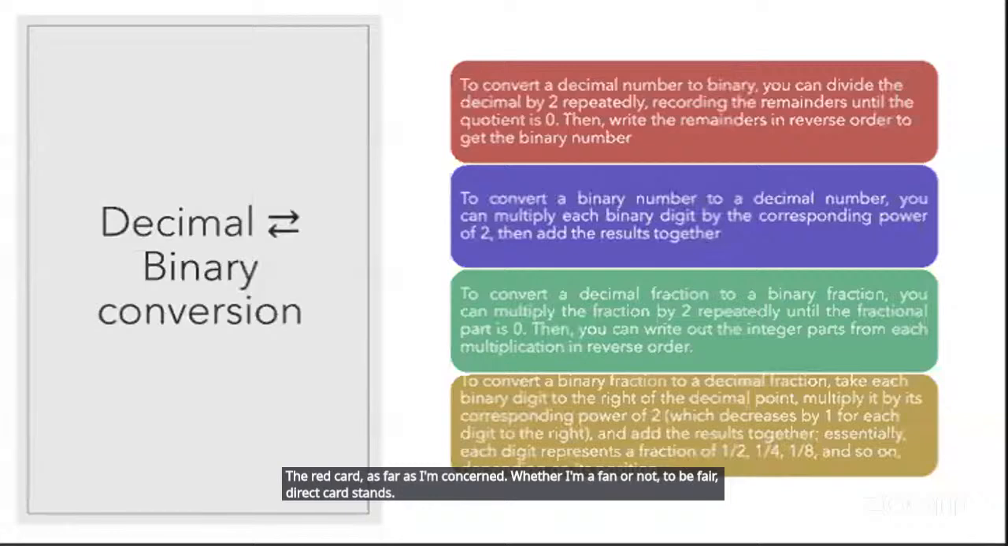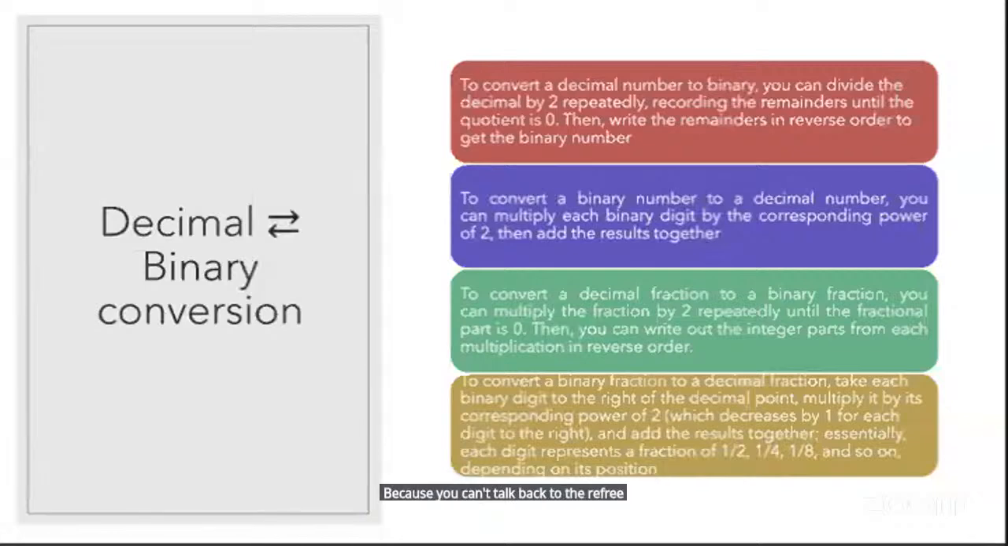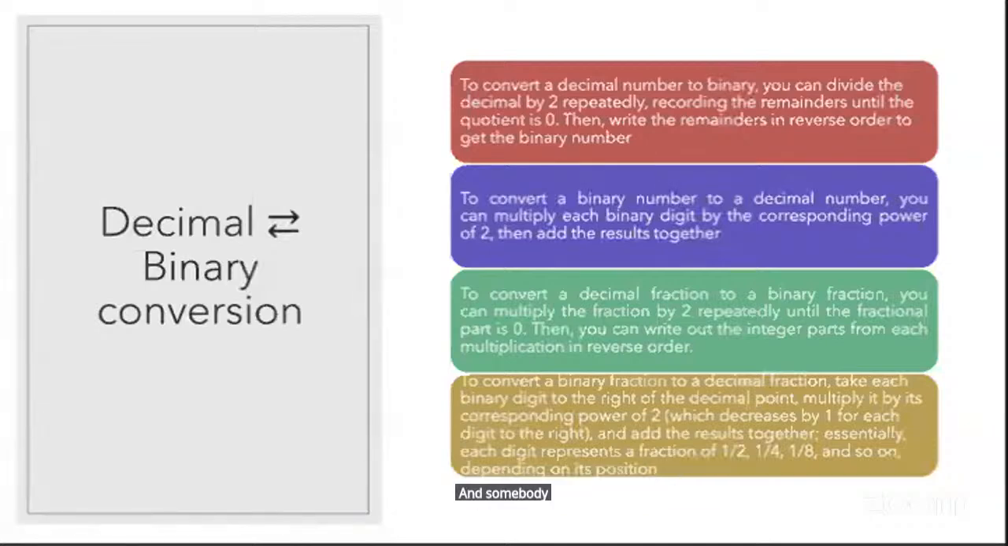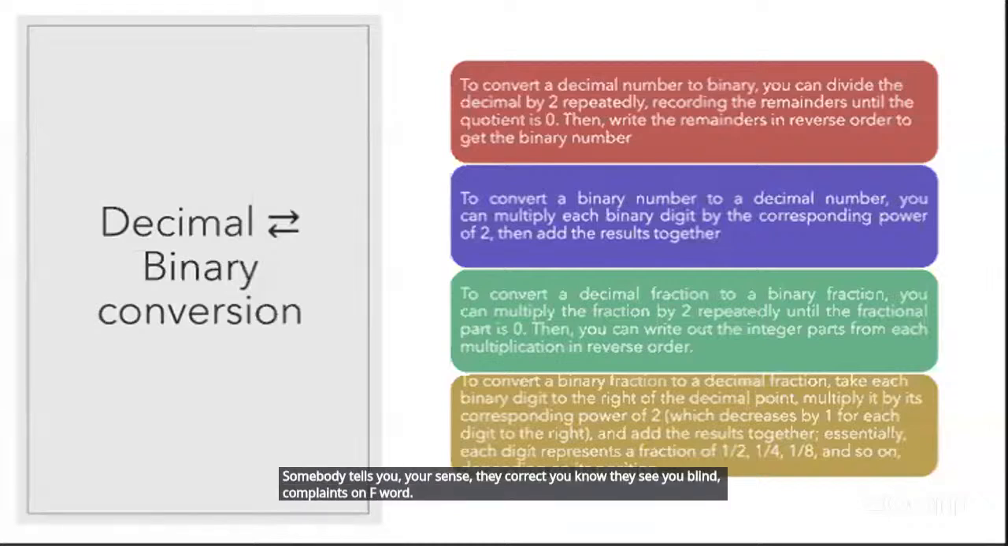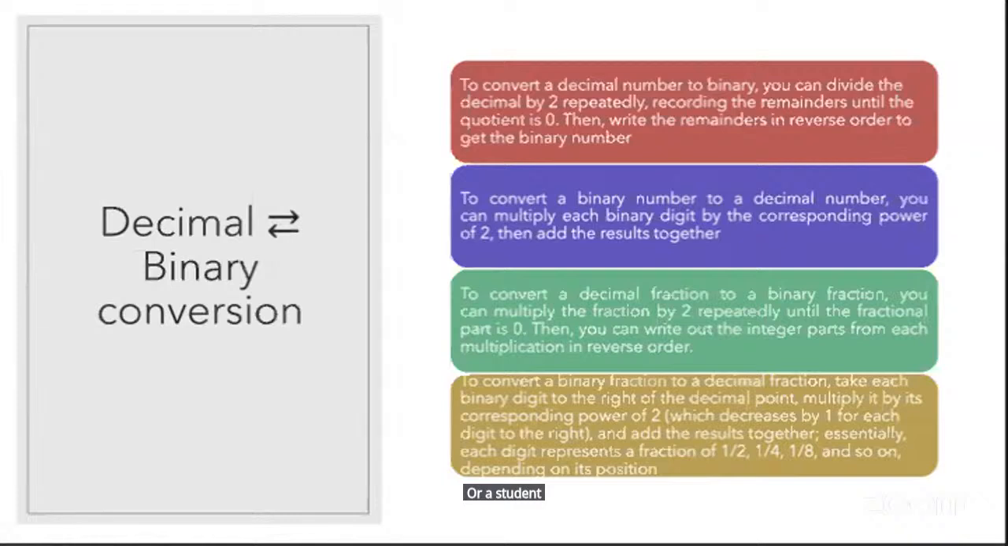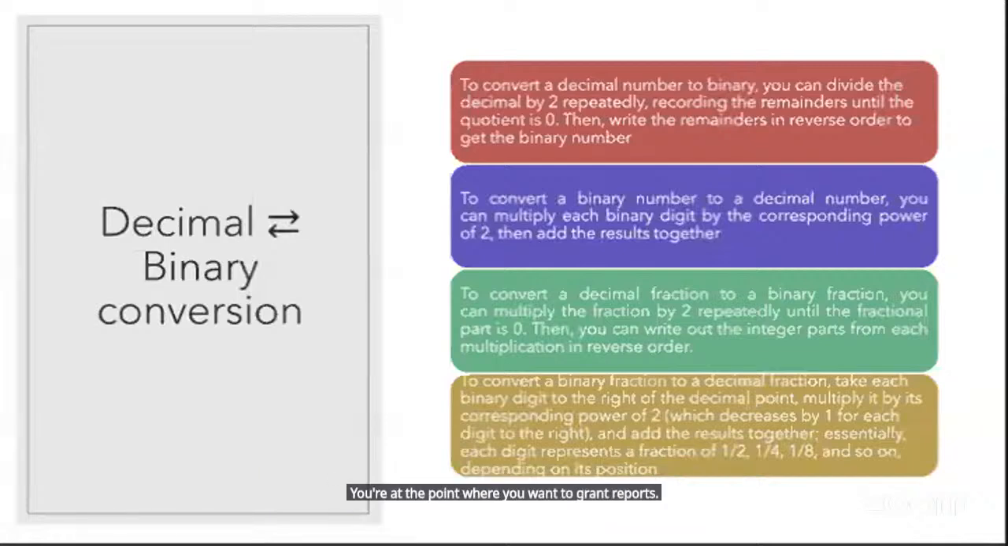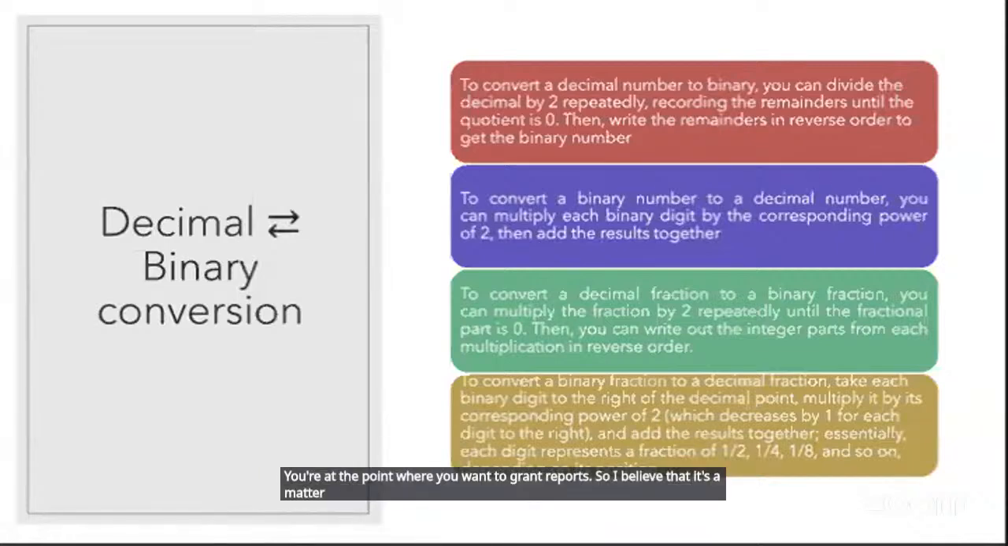Because you can't talk back to the referee. And I think he even used the F word. Even if it's not the F word, you can imagine you being a referee and somebody tells you, get your sense, you're blind, talk less of the F word. Or a student coming to tell me that. As the student is telling me that, I will just bring out his exam sheet and say, you are getting F. Go and report where you want to go and report. So I believe that it's a matter of character that led to that red card.